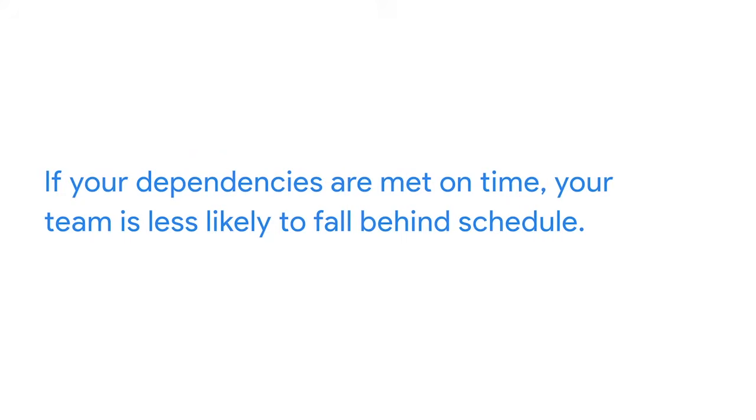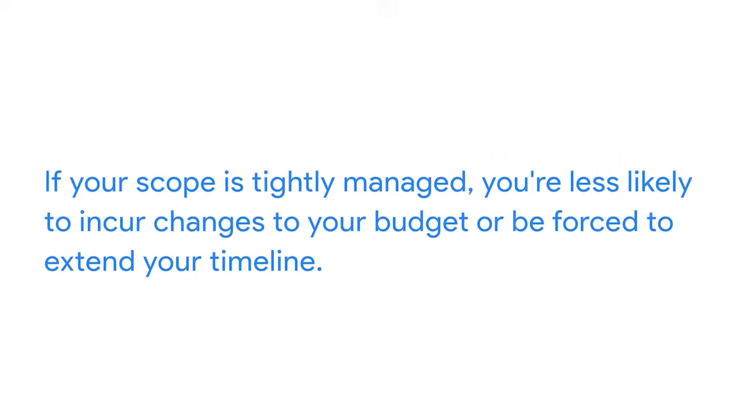One way to manage risks and hopefully prevent any risks from materializing is to focus on managing the changes and dependencies as well as any scope creep in your project. If you can manage those two things, both changes and dependencies and scope creep, other types of risks become much easier to manage. If your dependencies are met on time, your team is less likely to fall behind schedule. If your scope is tightly managed, you're less likely to incur changes to your budget or be forced to extend your timeline. Brainstorming with your team is one of the most effective techniques for identifying risks in a project.